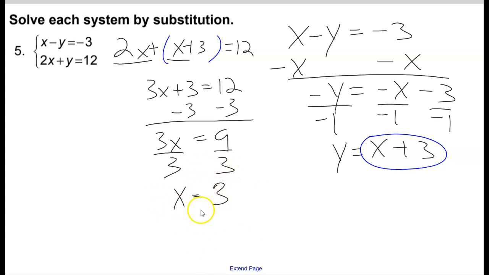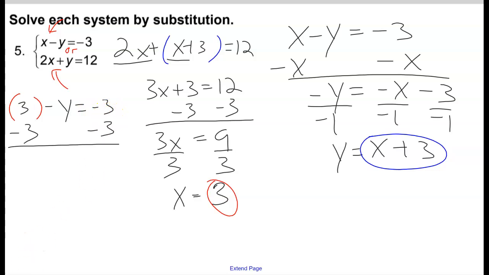Now, we've got 3. We're going to take the 3 and plug it back in for either one of these. Alright, but I'm going to pick the first one, the easiest one to work there. I got 3 minus y is equal to negative 3. I subtract 3 on both sides. I got negative y is equal to negative 6. Same sign, find the sum. Now divide by negative 1. Negative divided by negative is a positive, and y is equal to 6.